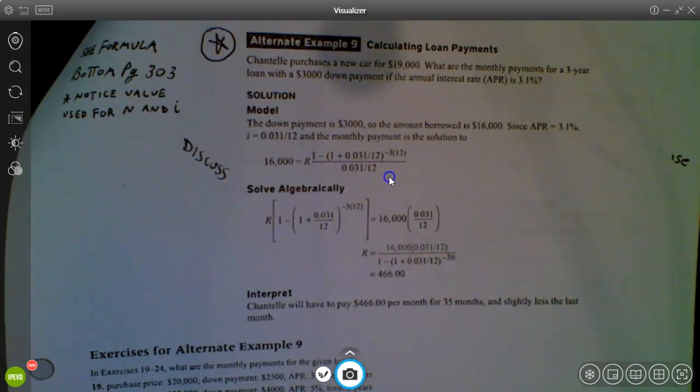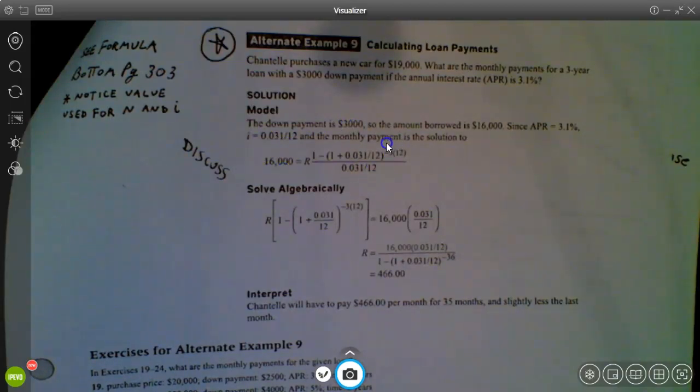So here's how it gets calculated. This R represents your monthly payments that we're trying to solve for. Again, you have your rate over how often you're making payments. Same thing down here. We have technically the present value of the car in this case, because we're doing a loan instead of making an investment. So we have the present value of $16,000 because it was $19,000, but we gave them $3,000 as a down payment. So this is all we have to finance, the $16,000.